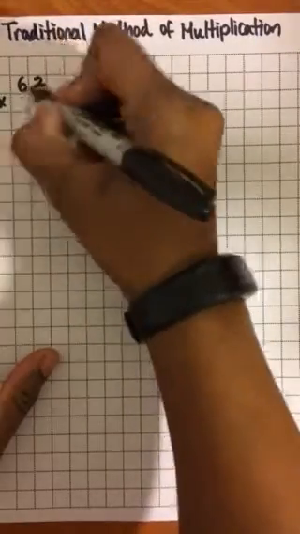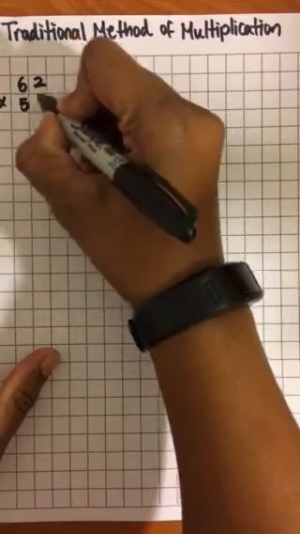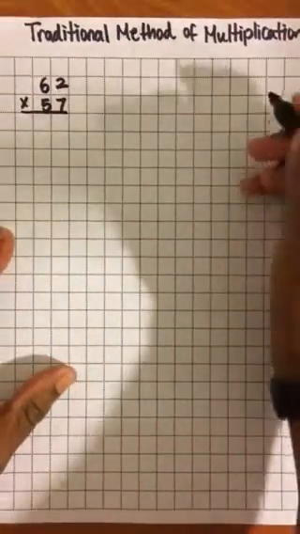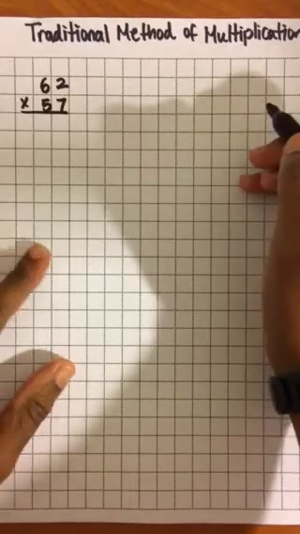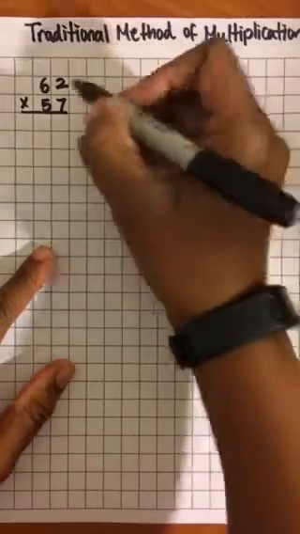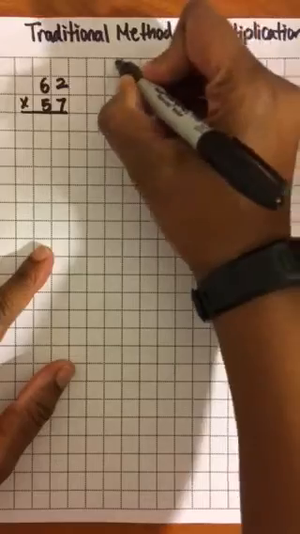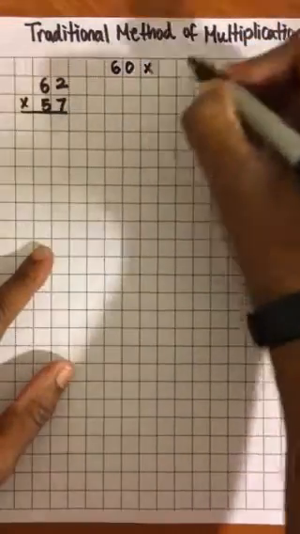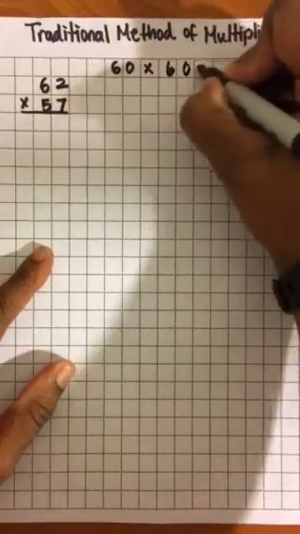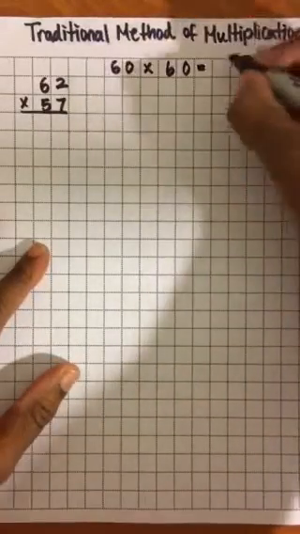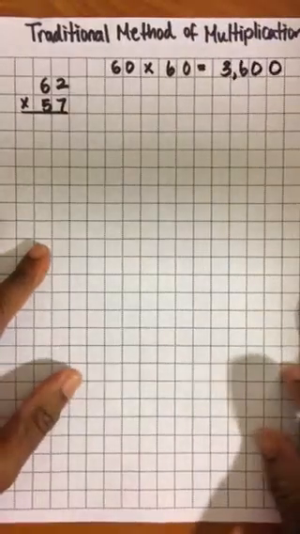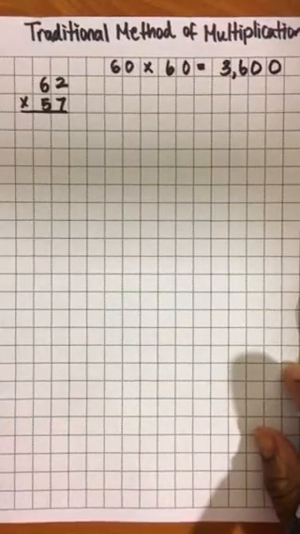62 times 57. First thing you want to do is estimate to see how large or small your product's going to be. A close but easier number to 62 is 60, times a close but easier number to 57 is 60. 60 times 60 is 3,600. So your product should be about 3,600.